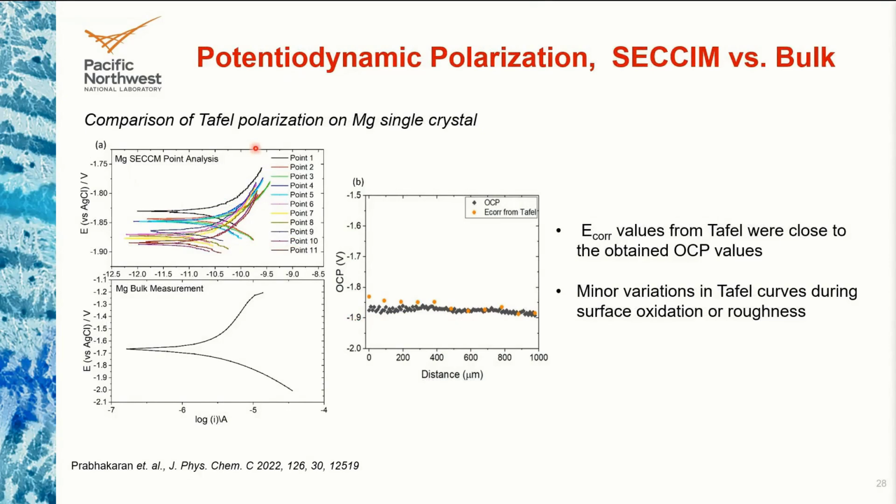Next, Tafel polarization is another characterization typically used in corrosion to characterize the corrosion behavior of the surface. Interestingly, when we compare the Tafel polarization of the bulk with SECCM, there were minor variations in where the curve lands, the shape of the curve, and the Ecorr points. Overall, we attributed this to the fact that even though we use a magnesium single crystal, there is still a chance of an uneven distribution of surface oxidation, which could result in these minor variations within plus or minus 100 millivolts.